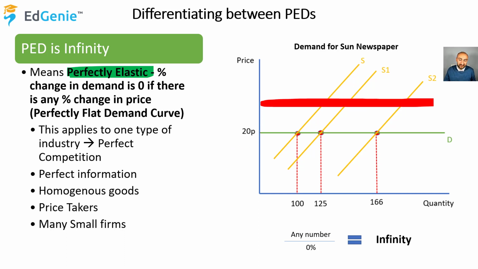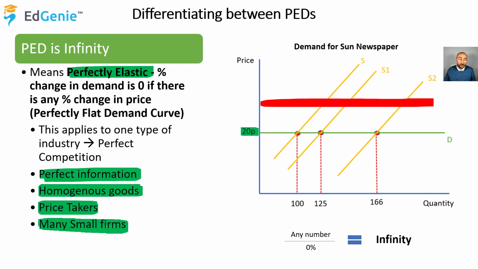So there's usually perfect information, homogeneous goods, which means all goods in the market are the same. We mentioned that they are price takers, and that there's many small firms. And it only exists in a theoretical scenario, because, you'll find this out when we go through market structures, we don't tend to have any of these to the fullest degree.